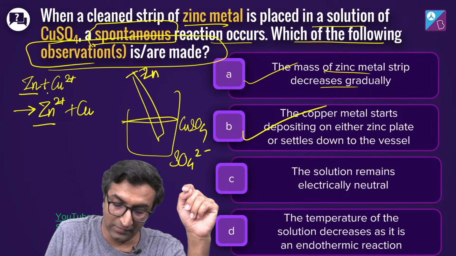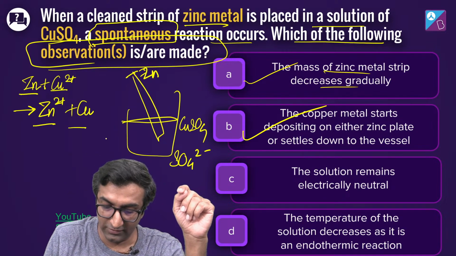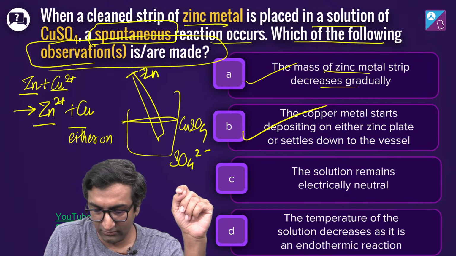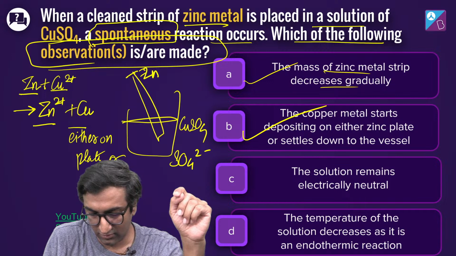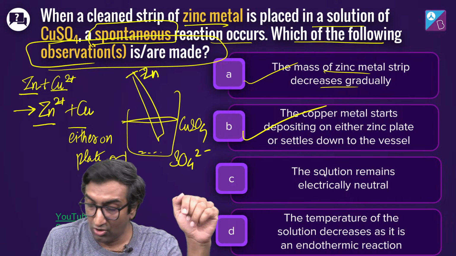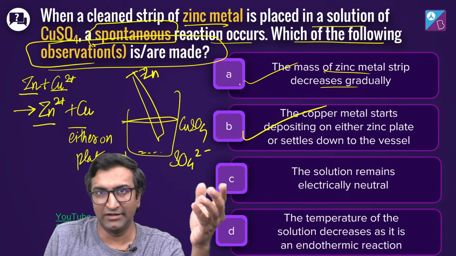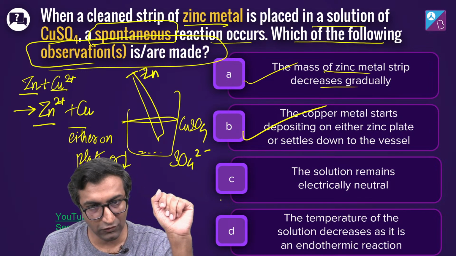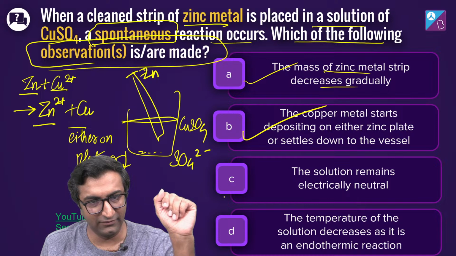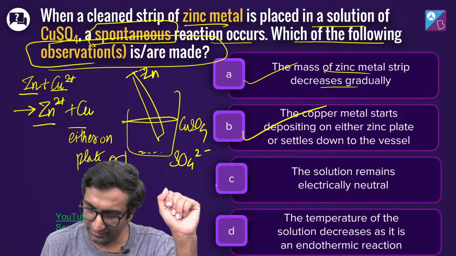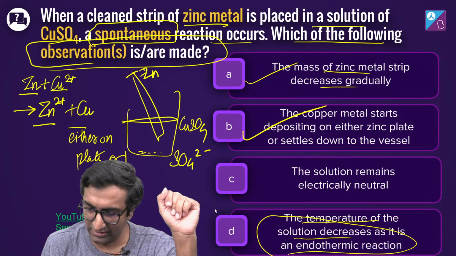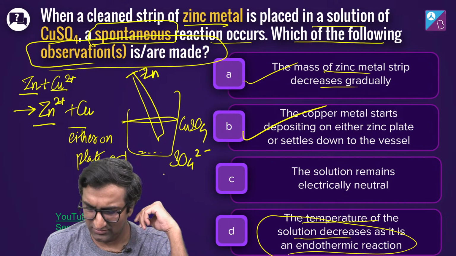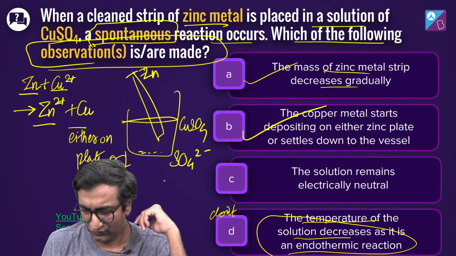तो जिंक गिव्स जिंक 2 प्लस, कॉपर 2 प्लस गिव्स कॉपर. ठीक है. तो कॉपर कहाँ जाएगा? Either on plate or नीचे or somewhere over here you get deposited. So because this forward reaction is happening, zinc पतला होता जाएगा. ठीक है. Interesting. Okay. Last wala point is even more interesting. Temperature of the solution decreases as an endothermic reaction. I don't know, to be honest. Is it? Don't know. We'll have to see.